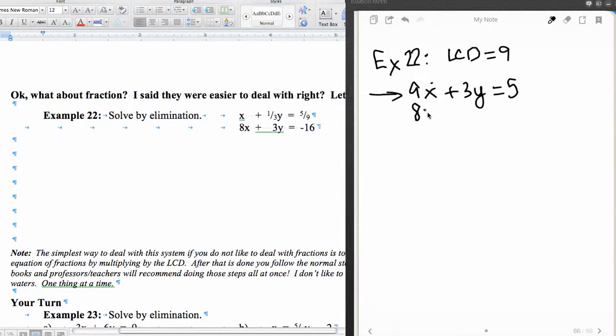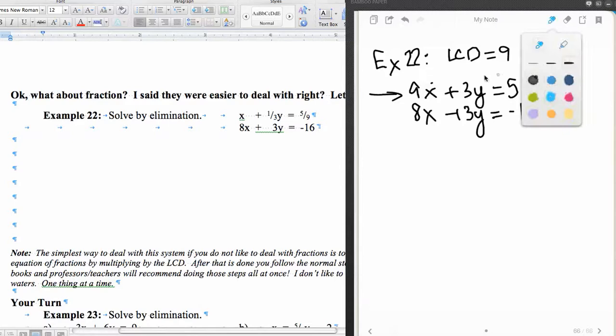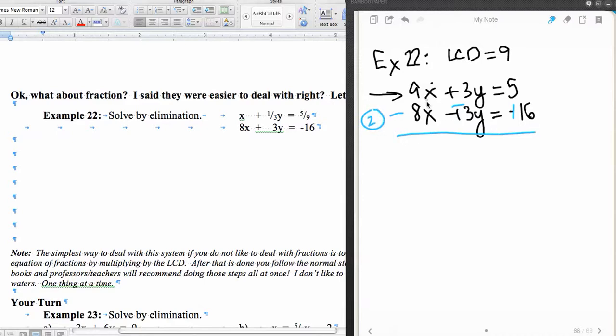And now I can pair that up with the second equation, 8x plus 3y is equal to negative 16. And from there, this process becomes much easier because all I have to do is multiply through by a negative here, here, and here, and then I can add these things together. And I have 9x minus 8x, which is x, and that is going to be equal to 5 plus 16, which is 21. Now once I have that, I can put that back into one of my original equations, and I can solve for y.